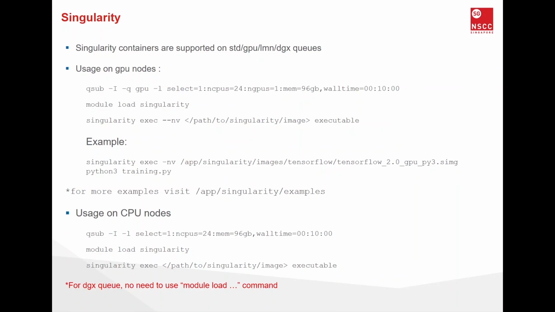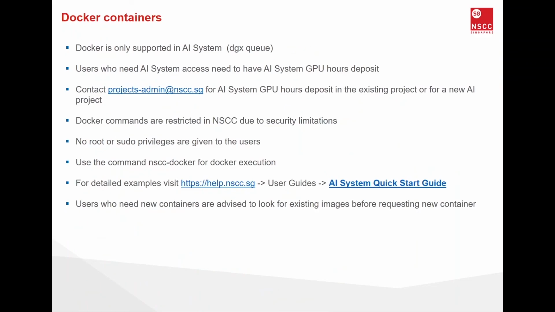In this slide, we can see some examples. However, these examples are repeated in the hands-on session. The usage is pretty simple. The job submission script loads only the Singularity module and invokes the respective Singularity image with the singularity exec command. Docker containers are only supported in the DGX system. Login nodes can show the available Docker images. However, login nodes cannot execute any Docker commands. For more information, please visit the AI System Quick Start Guide from user guides on the help.nscc.sg portal.